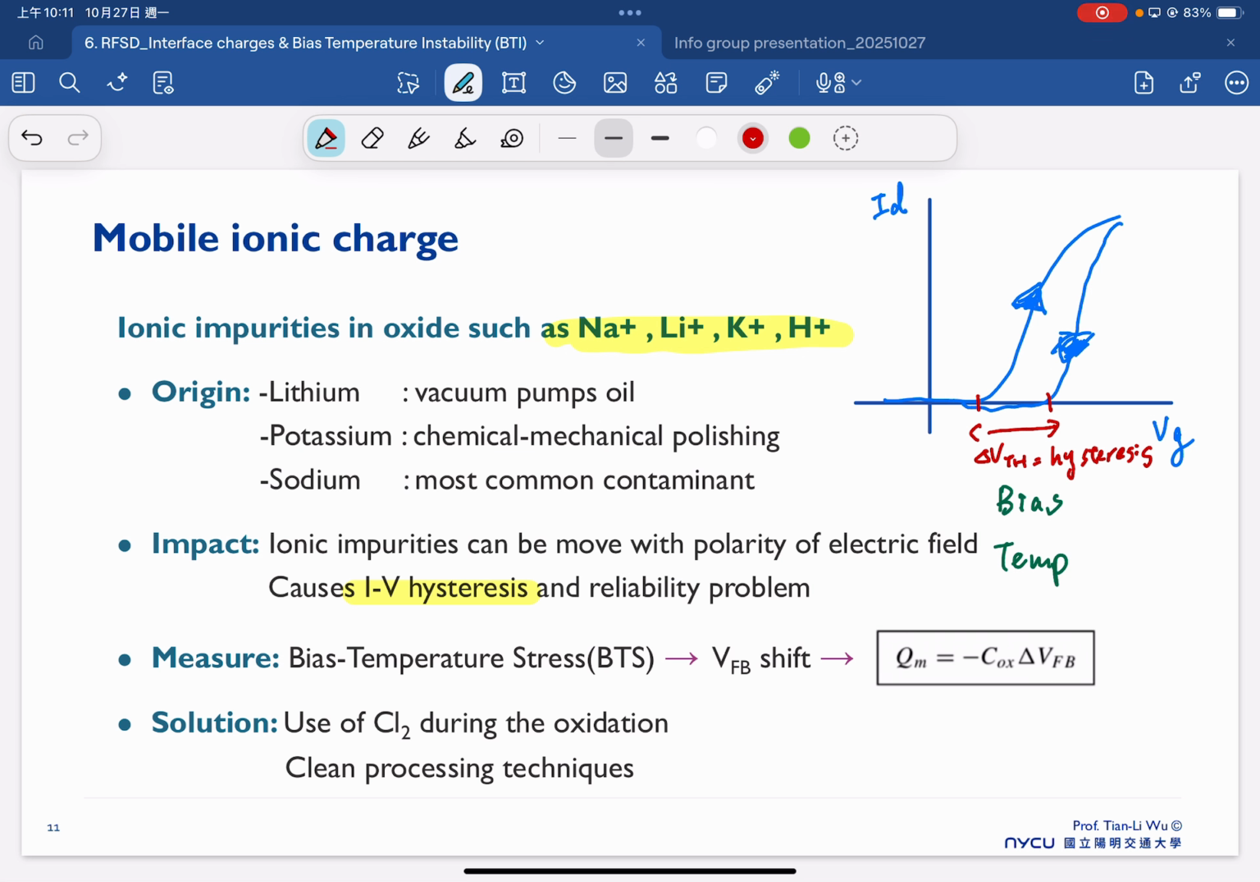So normally, how do we evaluate the impact of the mobile ionic charge? We can always do IV double sweeping measurements. And also, we can do, for example, bias temperature stress. When we do the stress at a different temperature, then we will see the flat band voltage shift. And this is a measurement done on the CV measurement.